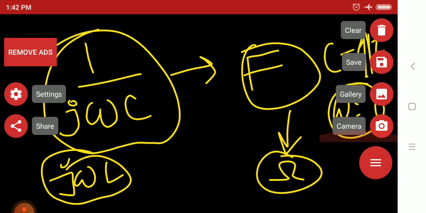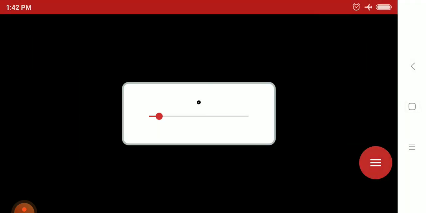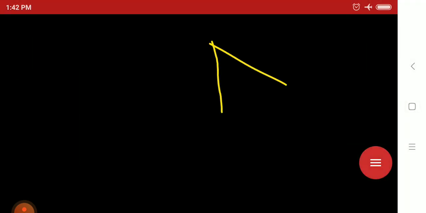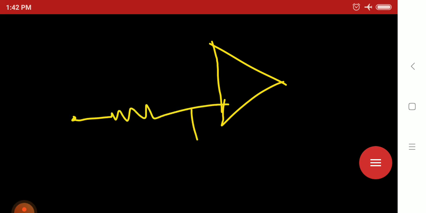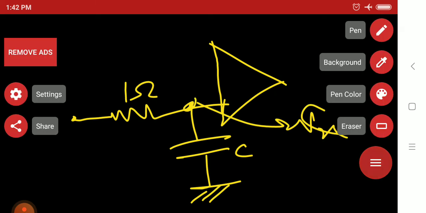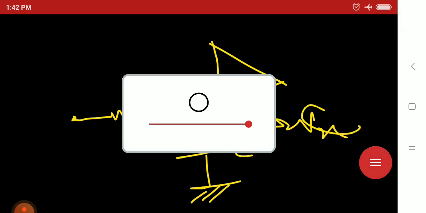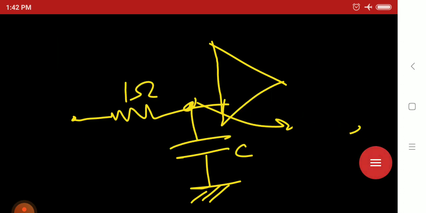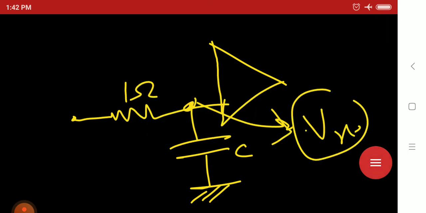Now I am drawing the Vx portion. Here the op amp was there, and here R is there, here the capacitance is there, and here 1 ohm. This point is Vx. Let me write clearly, my handwriting is very bad. So in this point it is Vx. How will we compute Vx?